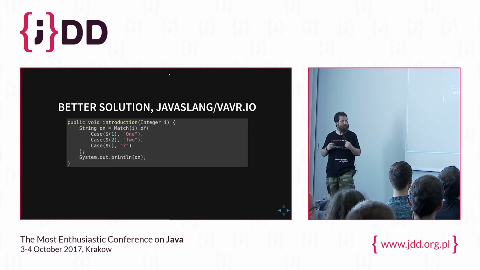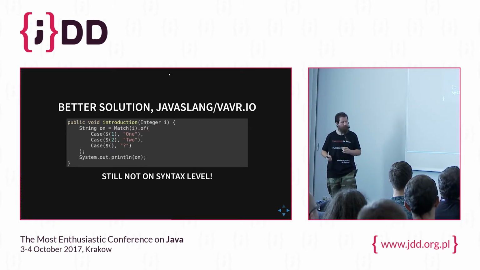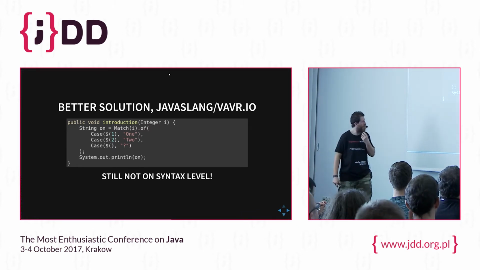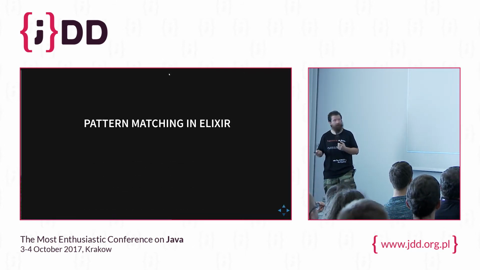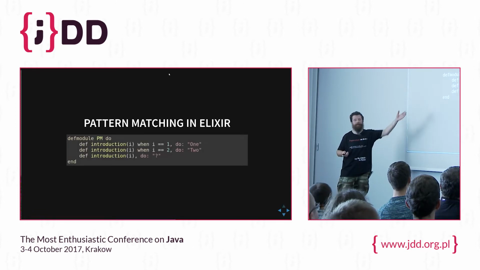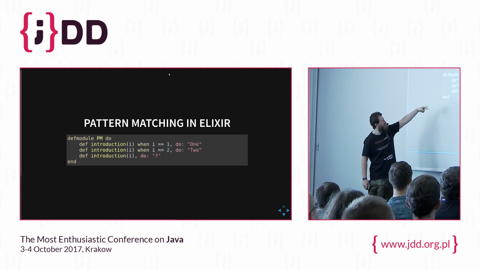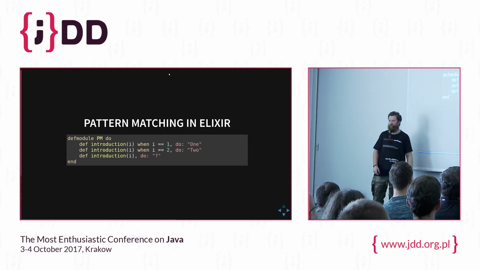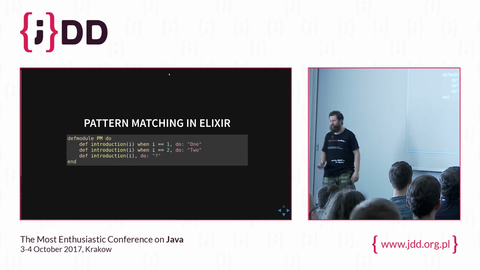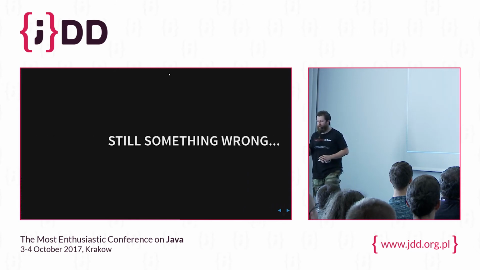Our language still doesn't have a syntax level solution to solve pattern matching. Okay. How pattern matching looks in Elixir, for example, looks like this. Yes, it's better. It's on the syntax level. I define three functions, with words that define a pattern for me, and do something else. I would like to see something like this in Java, maybe in Project Amber. Okay, still something is wrong.